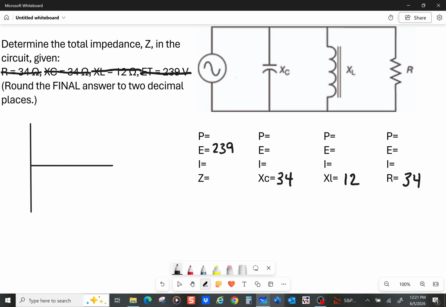Now we know, obviously, that our source voltage is 239, and because voltage is the same in parallel, we can write all those in. So that's what I'm going to go ahead and do real quick. I'm going to write all those voltages in at 239.